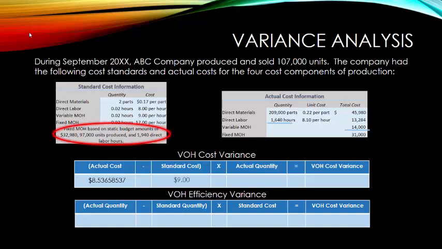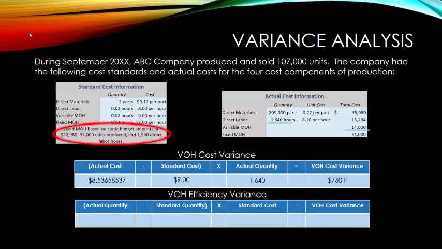Well, in our standards, it said we expected to pay $9 per hour for variable overhead. That's what we're going to allocate our overhead at. So let's multiply that by the actual quantity, and this, because it's overhead, is the quantity of the cost driver. What was our actual quantity? It was that 1,640 hours that our laborers worked. So if we multiply that out, we come up with $760, and it is favorable. Why? Because the actual cost of variable overhead was lower than we budgeted for when we made our cost standard. So we have a $760 favorable variable overhead cost variance.